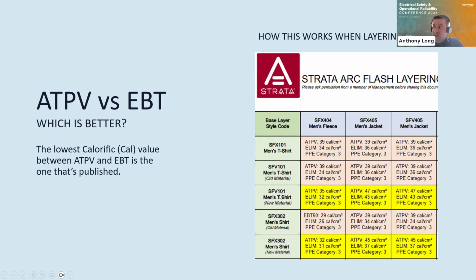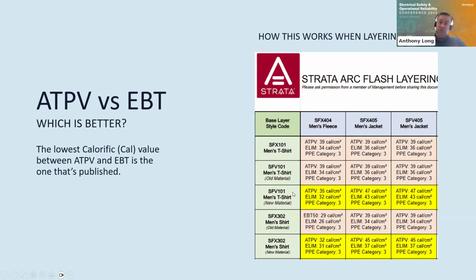In this situation, the fleece itself is a bit of a unique one. It's both an ATPV and an EBT at 11 cal. So both of those at 11 cal. It's a funny fabric, but it's a good cal rating for the fabric it is. So when we do the first one, the top one, SFX 101 men's t-shirt, this fabric here is an 11 cal 80 BV base layer. This is achieving then underneath the fleece a 39 cal rating.